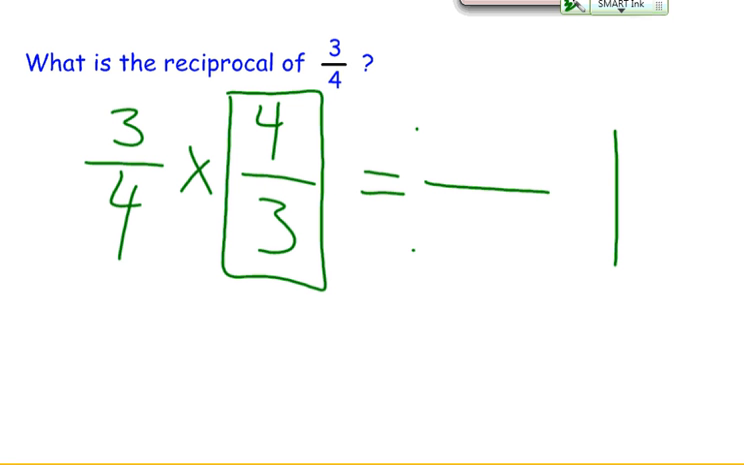Okay, so we got cut off in the middle of this problem here. So let's just take a step back and see what we're doing here. So we have 3/4. We want to turn it so that it's equal to 1. So what is the reciprocal? That's what we're searching for here, is a reciprocal.